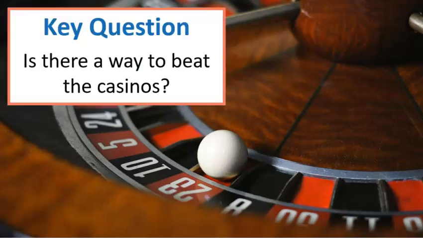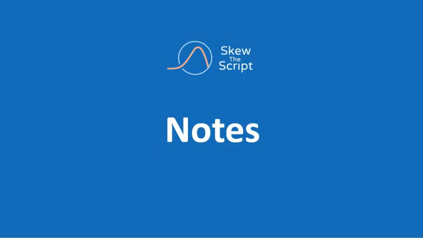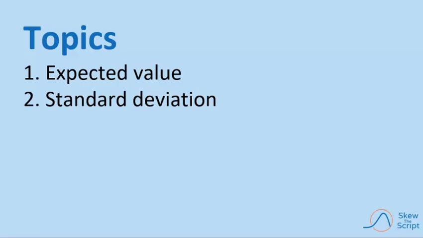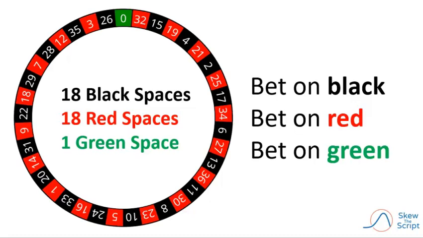So today we're going to statistically analyze the game of roulette and answer today's key question. Is there a way to beat the casinos at their own game? With that question in mind, let's move into our notes. We're going to cover two topics today, starting with expected value.